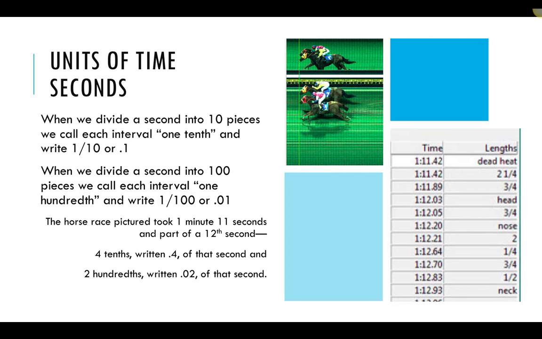The horse race pictured took 1 minute, 11 seconds, and part of a 12th second. And it was a dead heat. Look, can you see? The first two horses or jockeys have the same score. 1 minute, 11 seconds, and 42 hundredths of a second. Yep. And we can write that as 4/10, written as decimal 0.4, and 2/100ths written as 0.02. Or we can write 0.42, putting them together, the 4/10 and the 2/100ths.